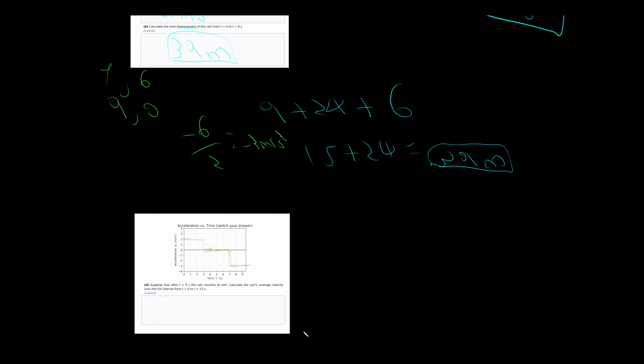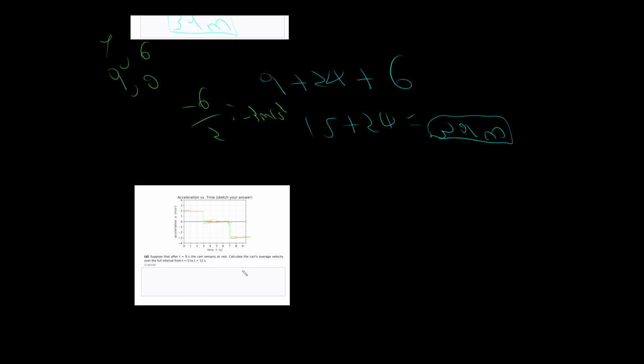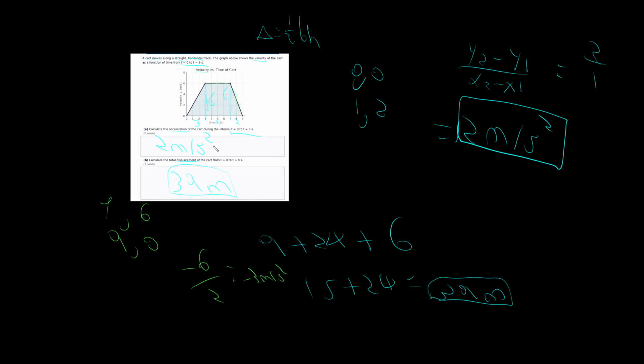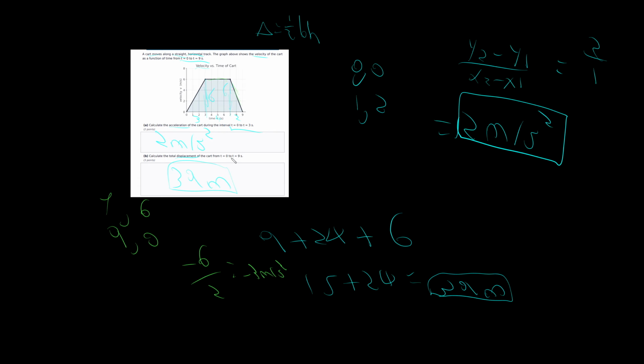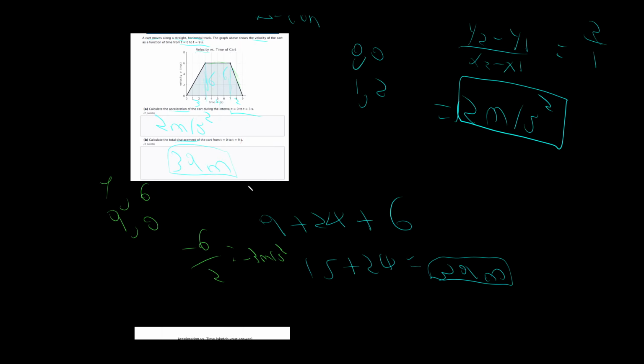And then it's telling us that suppose after t equals 9, the car remains at rest. Calculate the average velocity. Well, since it remains at rest, that means our displacement doesn't change after 9 seconds, because this is the time we already have. Now we're adding 3 seconds to it, but during that time we're at rest, so it's not changing.